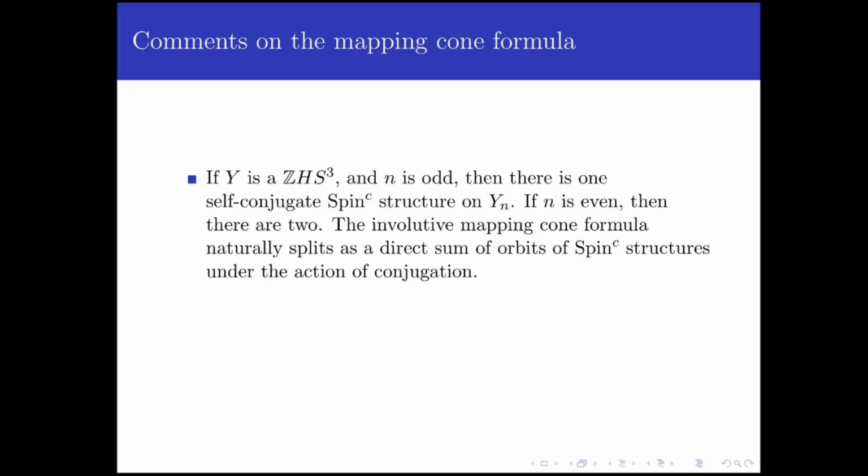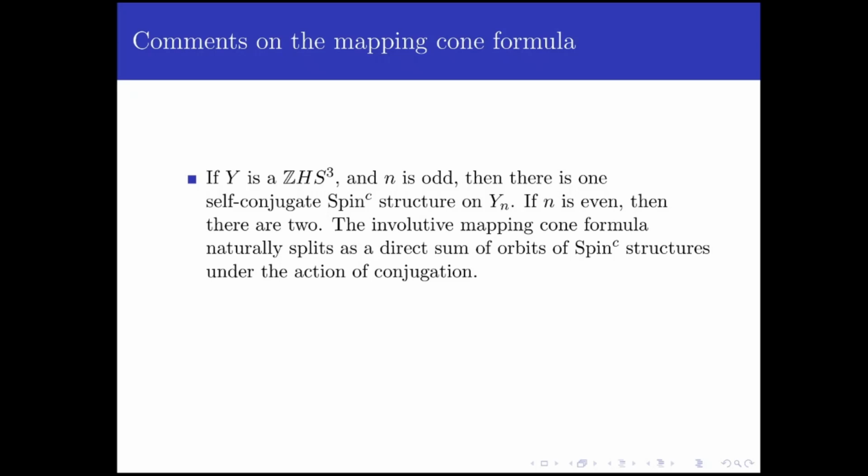And here are some first comments on the weak form of the mapping cone formula. If you have an integer homology 3-sphere and you do n surgery on it, if n is odd, then there's one self-conjugate spin C structure on the n surgery, and this is the 0 spin C structure, because there's a bijection between spin C structures on Yn and Z mod n. And if n is even, then there are actually two self-conjugate spin C structures. The involutive mapping cone formula naturally splits over orbits of spin C structures on the surgery.